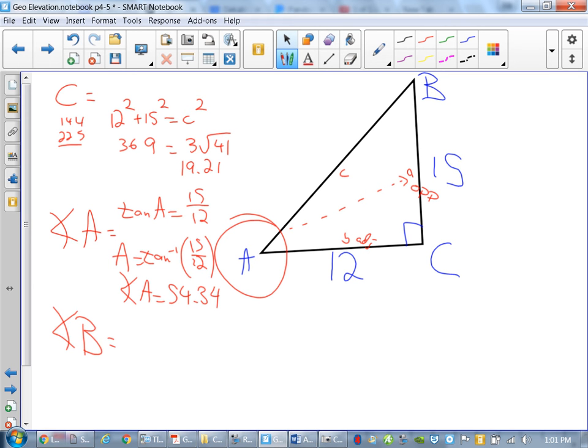Now switch it around, go to angle B. If I'm at angle B, now what am I looking at? 12 changes. 12 becomes the opposite because I've switched positions. And that's the idea. You're going to switch positions, so you'll switch your fractions. Depending upon what side lengths you're given, you might switch the trig function. Here, this is an opposite, and this is an adjacent. So I'm still going to have to use tangent.